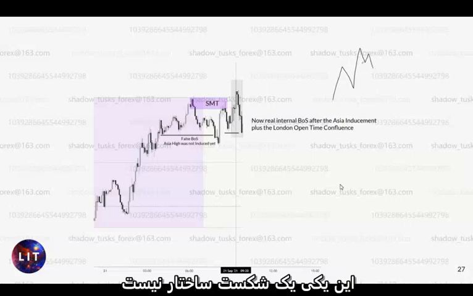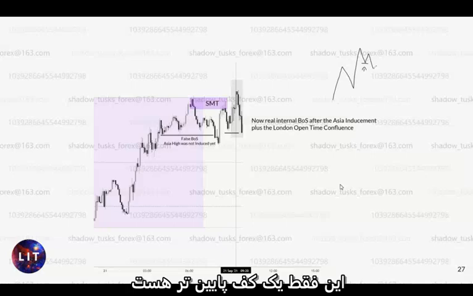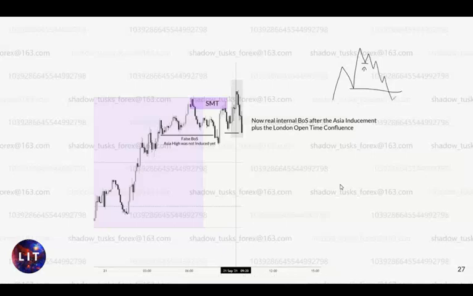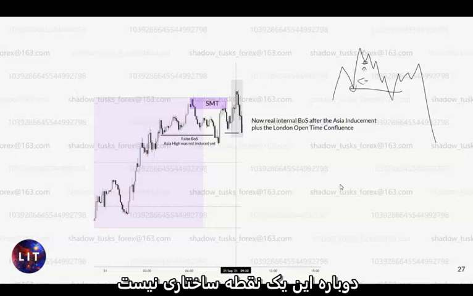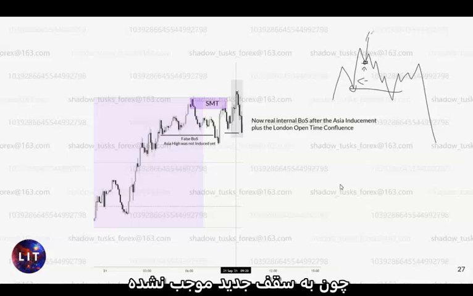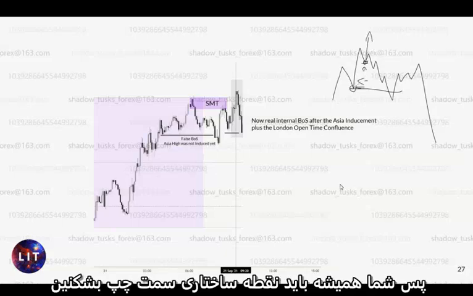This one in here is not a break of structure. This is just a lower low. Something like this would be a break of structure. Okay. Always take the structure from the left. Again, this one is not a structure point. This did not lead to a new high, right? So you always need to take the structure point to the left.